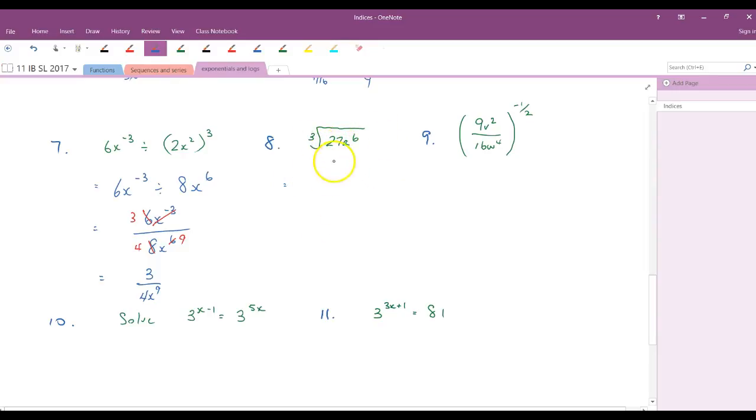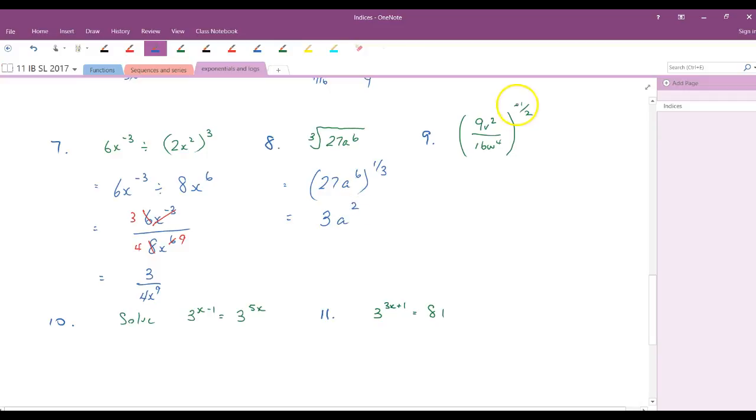We've got a cube root, all this, we think of it as 27a to the 6 to the power of a third, if you like. And then 27 to the power of a third, well that's the cube root of 27, which is 3. Then a to the 6 to the power of a third, multiply your 6 by your third, so you get a squared for question 8.